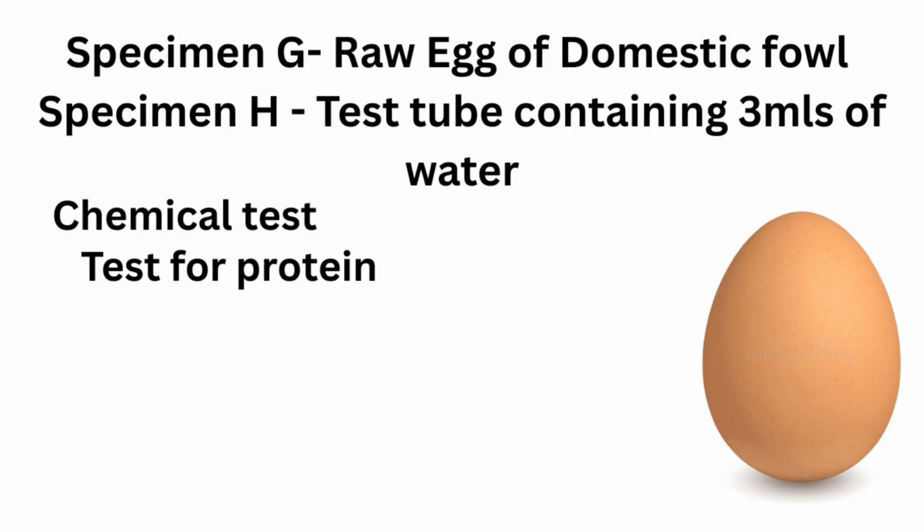All right, so we'll be treating specimen G, which is raw egg of domestic fowl, and specimen H, which is test tube containing 3 ml of water in a rack. So it's expected that your teacher will provide the test tube that contains 3 ml of water, and raw egg as specimen G and H, respectively. So, in these particular specimens, what we can assume you will see is just the normal biuret test, chemical test for protein.